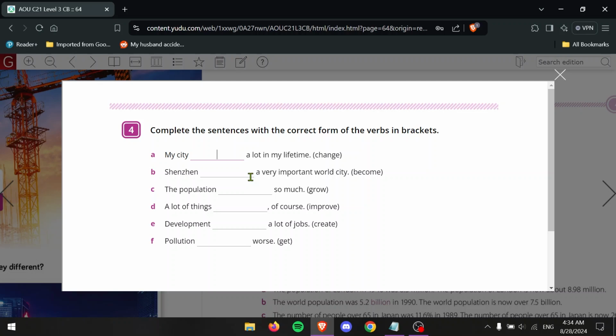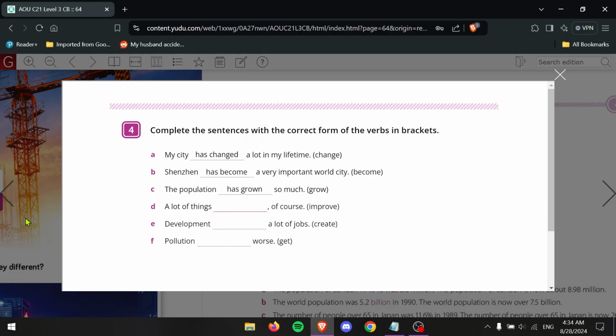My city dash, sorry, my city dash a lot in my lifetime. This will be my city has changed a lot in my lifetime. B, Shenzhen dash a very important world city. This will be has become a very important world city. The population dash so much, and then we have grow. So we'll say the population has grown so much.